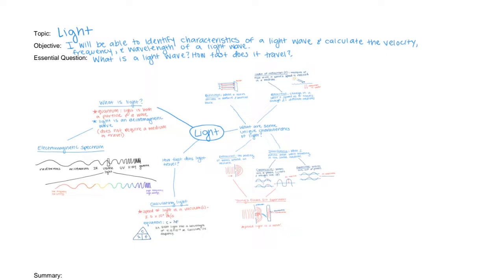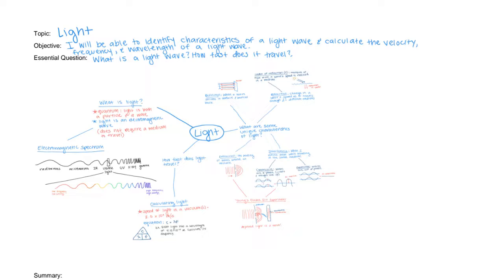So our objective for this video is to be able to identify characteristics of a light wave and calculate the velocity, frequency, and wavelength of a light wave. Your essential question that you all should be answering in about a 1 to 2 sentence summary down at the bottom of your notes is, what is a light wave and how fast does it travel?